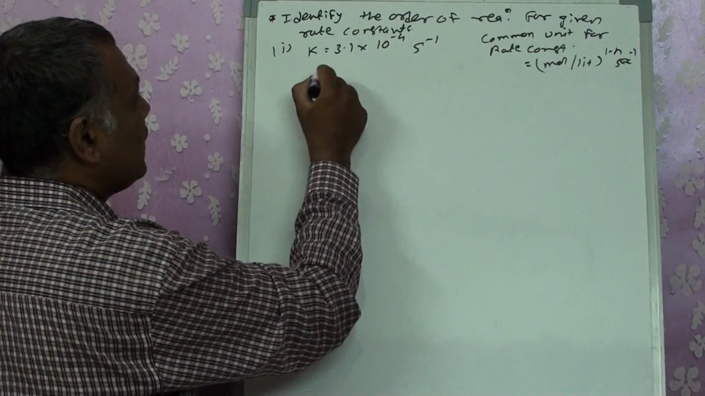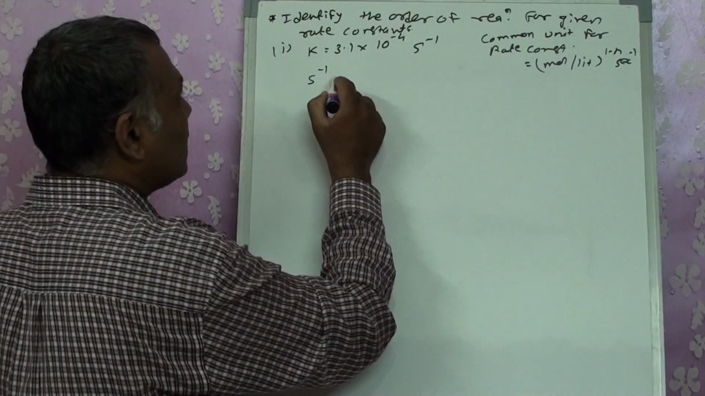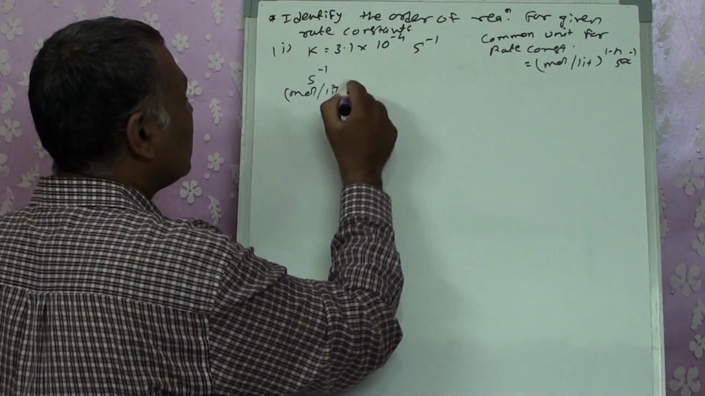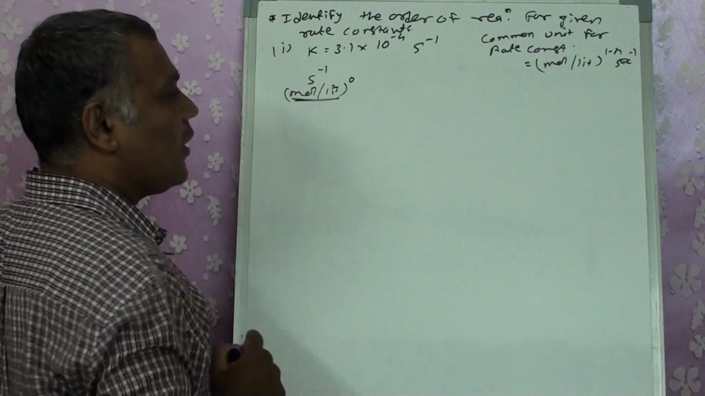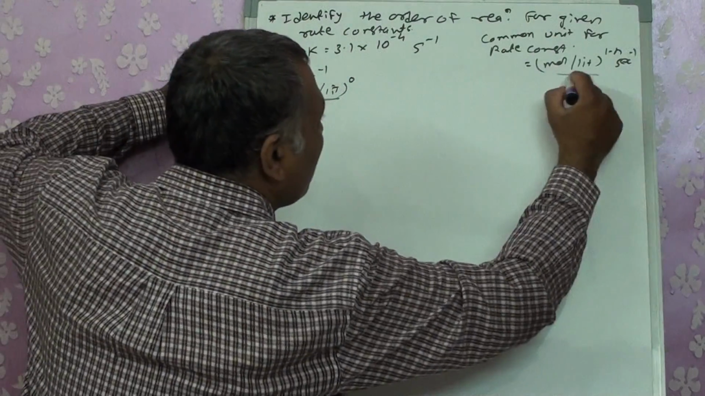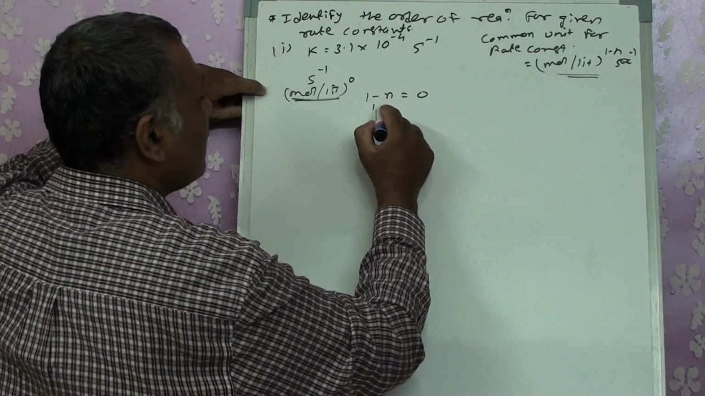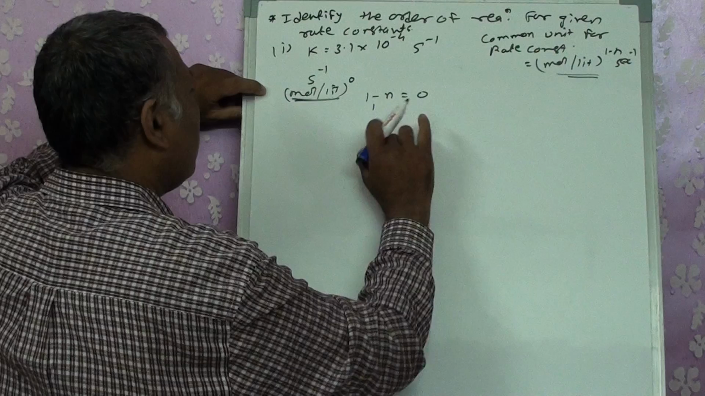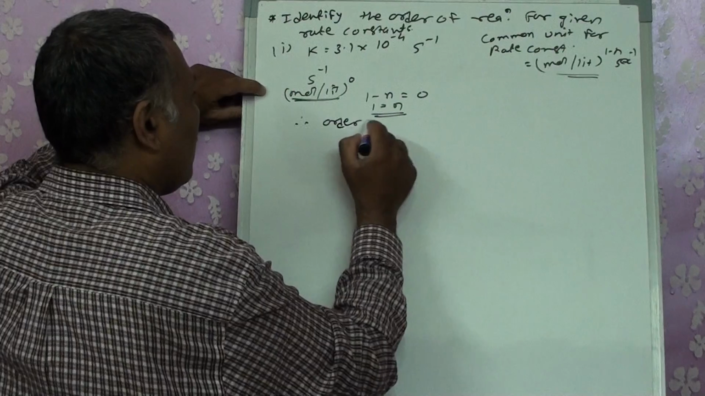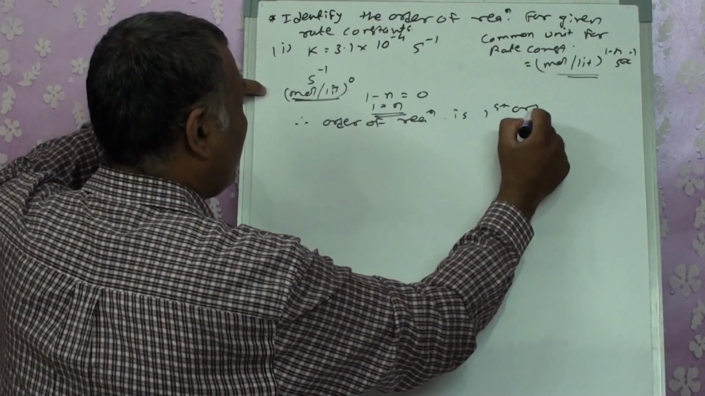Now here it's given as second inverse. That means we have mole per liter raised to 0, so that it becomes 1, right? If mole per liter is raised to 0 and the common unit is 1 minus n, then 1 minus n is equal to 0, so we get n equals 1. Therefore the order of reaction is first order.